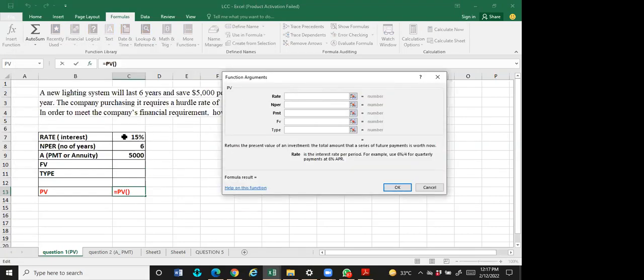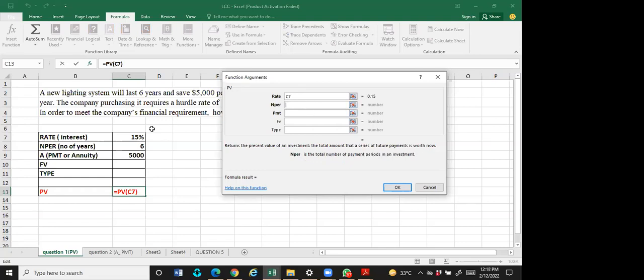So the rate is 15%. Remember, the rate is 15% because it's annual. If the rate is given in annual and you have to pay monthly, you divide the rate by 12. Just say divided by 12. Good. Just take note of that.